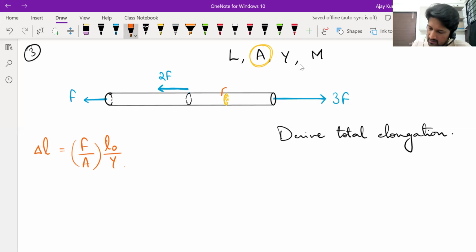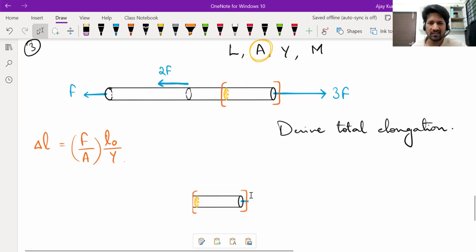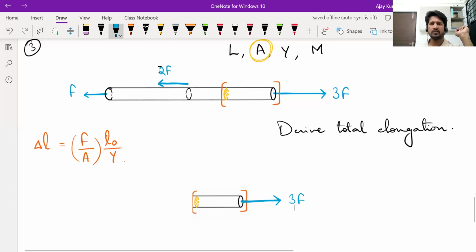Now consider this part of the wire. Okay. Wire or cylinder, whatever you like to call it. If you take only that part, see the net force on the entire system is zero. That means the net force on this part also will be zero. It will elongate a little bit, but finally the net force will be zero. Now, what are the forces acting on this part? Tell me. One force obviously is the force 3F that we are applying. What other forces act on that part of the wire?